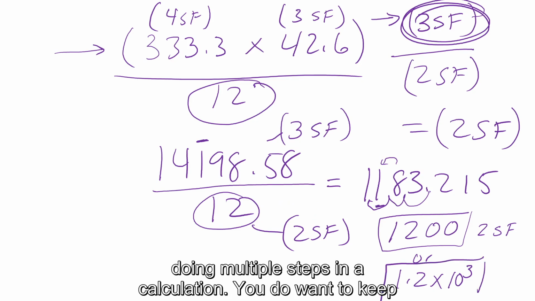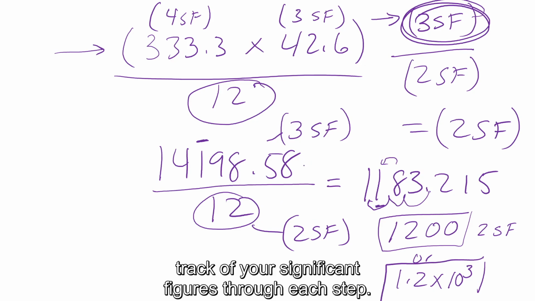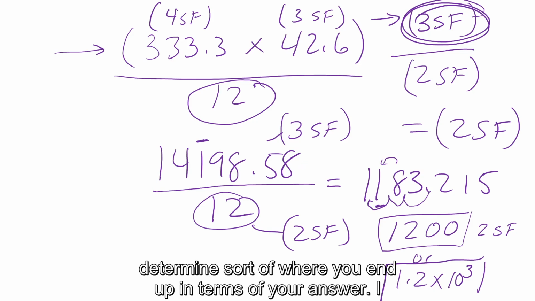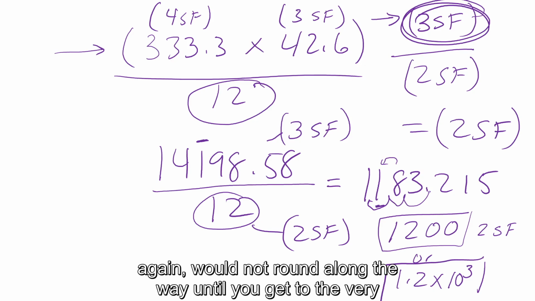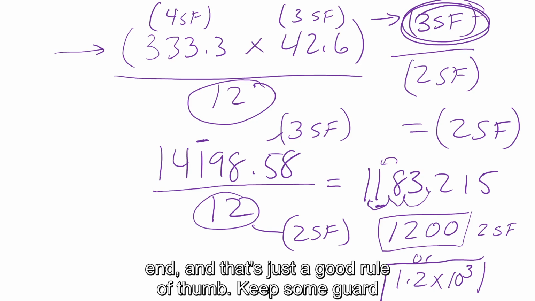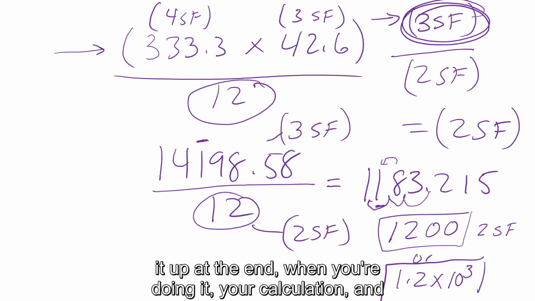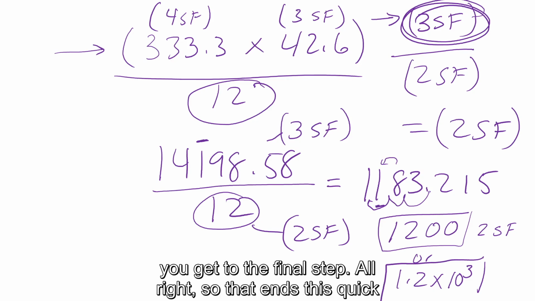So if you're doing multiple steps in a calculation, you do want to keep track of your significant figures through each step. Probably that last step in your calculation is going to determine where you end up in terms of your answer. I, again, would not round along the way until you get to the very end. And that's just a good rule of thumb. Keep some guard digits, keep a couple extra digits, and then clean it up at the end when you get to the final step of your calculation.